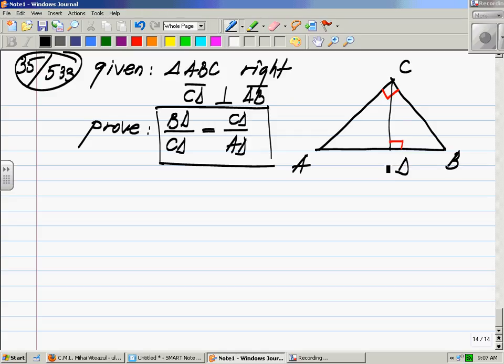BD, CD, CD, AD. You notice that we're dealing with the small triangles that are formed here. We have this yellow triangle, ADC or CDA, and the other triangle. We can prove that this proportion is true if we can show that the two triangles are similar, triangle CDA and triangle BDC. Are they similar or not?